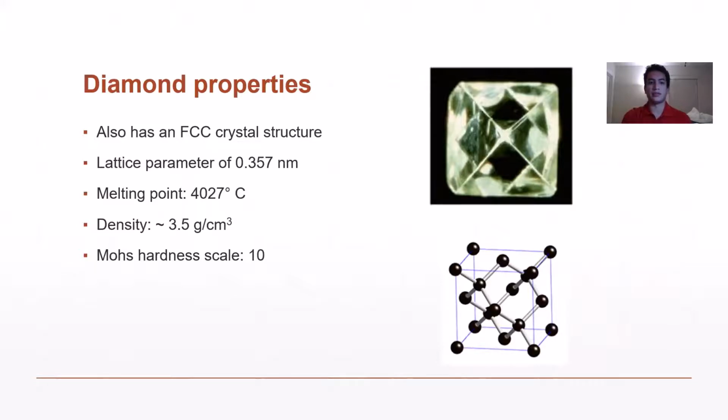It has a melting point of over 4,000 degrees Celsius. It has a density much less than cubic zirconia, at roughly 3.5 grams per cubic centimeter, and it has the highest grading on the Mohs hardness scale, 10 out of 10.